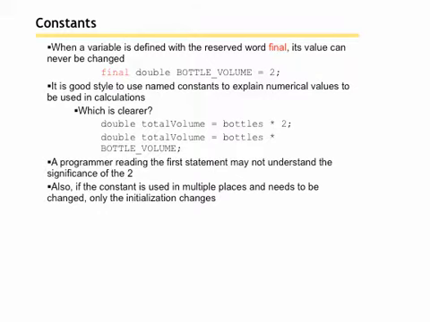So look at which is clearer. double totalVolume equals bottles times 2, or double totalVolume equals bottles times BOTTLE_VOLUME. The BOTTLE_VOLUME would be more descriptive than the 2, because a programmer wouldn't understand what 2 means.